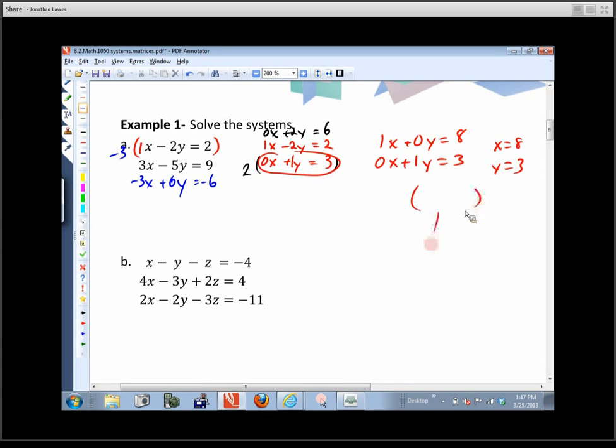Or remember, to emphasize that this is the point where the lines cross, this is going to be 8 comma 3, and there's the solution. Okay, are there any questions there? Who thinks that's a silly way to do that problem? Very good, thank you very much.